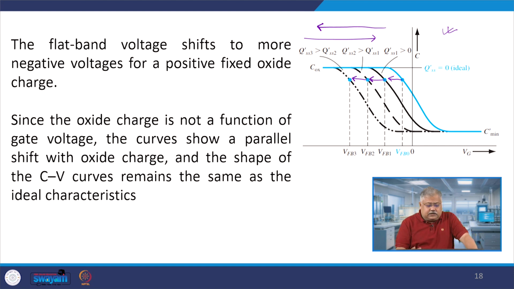Now since the oxide charge is not a function of the gate voltage, obviously, because oxide charge is a fixed charge which is because of many other reasons, but surely not depending on the gate voltage, the curves actually show a parallel shift. You see, I have shown you a parallel shift here, right? And the shape obviously remains the same. Not only that, the minimum point is also shifting to the left. You see, this was my C minimum, remember? This is my C min 1, this is my C min another, this is my C min again, this is my another C min. So the C min value also starts shifting to the left as you make your QSS larger and larger, right?